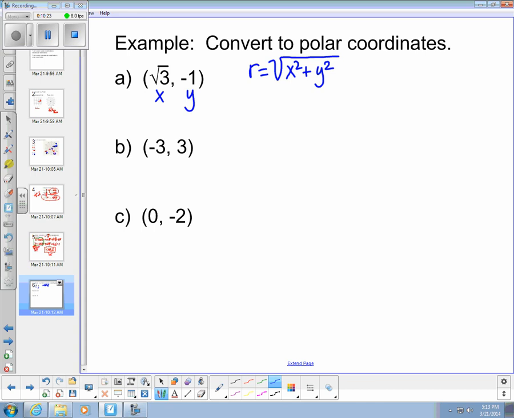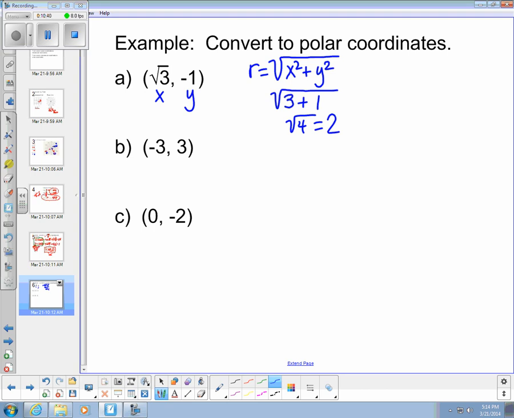So x is square root of 3, and when I square that, I'm going to get just a 3. Y is negative 1. Negative 1 squared is 1. So the square root of 3 plus 1 would be square root of 4, or 2. So my r value is 2.